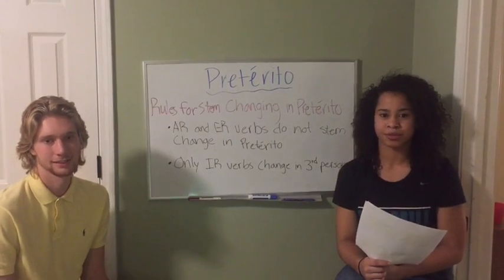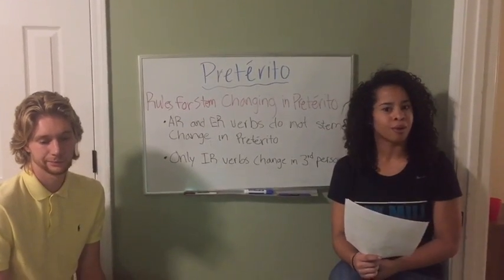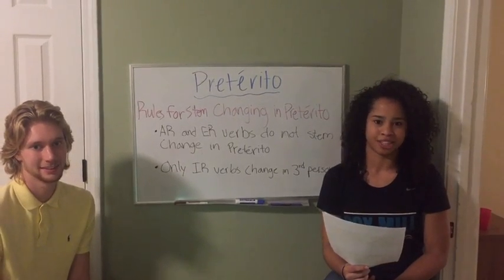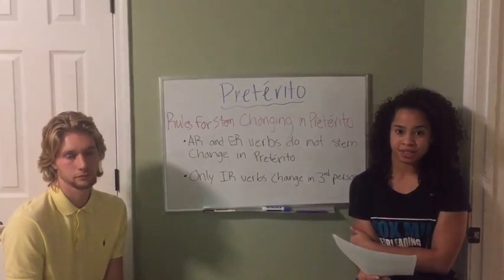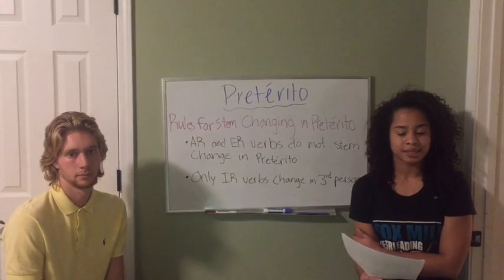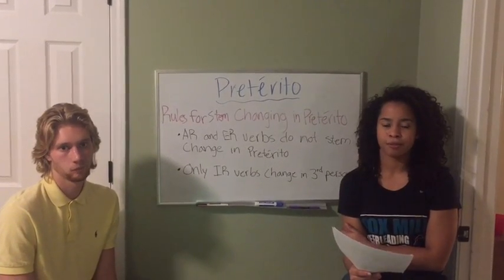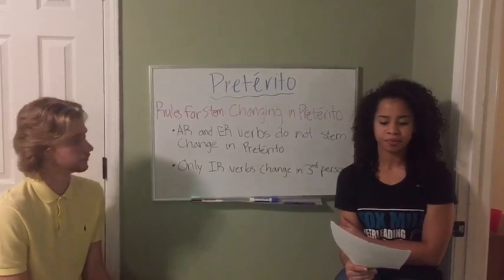There are several rules for stem changing in the preterite, one of which is that AR verbs and ER verbs don't stem change. Only IR verbs stem change in the preterite. Stem changing also only occurs in the third person, for both singular and plural.